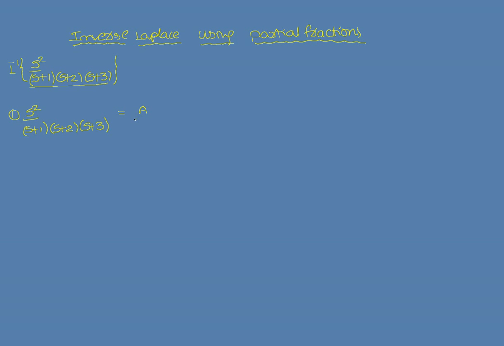So this you can write as a by s plus 1 plus b by s plus 2 plus c by s plus 3. So now you take the LCM both sides, and then you are going to get s square is equal to a into s plus 2 into s plus 3 plus b into s plus 1 into s plus 3. Similarly, c into s plus 1 into s plus 2.